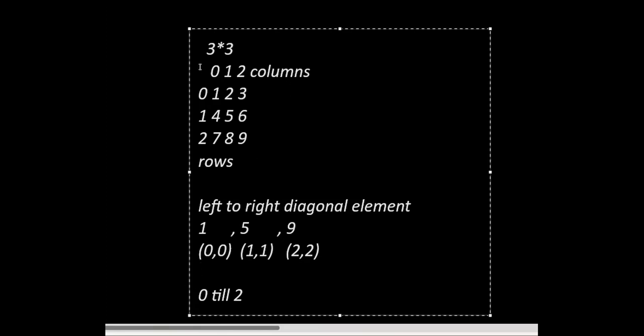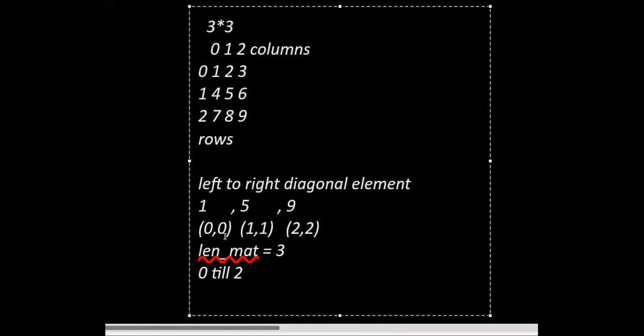What is the length of rows and what is the length of columns? So length of rows and columns are 3. So let us write that also. So length of matrix, you can say it is 3. So let us visualize it based on length of matrix.